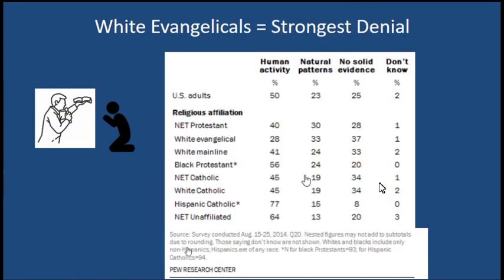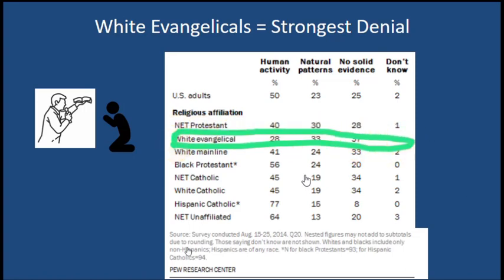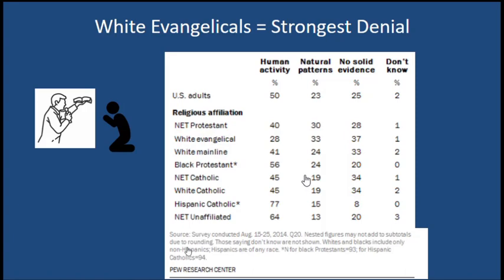Okay, so interestingly enough, if you look at different religious groups, the ones where you find the highest denial are the white evangelicals. There are a number of different evangelical churches, but if you think of the Southern Baptists, that would definitely be the white evangelical block. And it's just fascinating that 28 is a lot lower than anything else. As you find the unaffiliated, they are pretty much convinced that there is human-caused global warming. And if you look at the white evangelicals, a lot lower. So what's going on there?